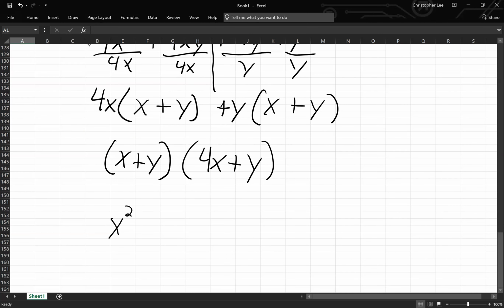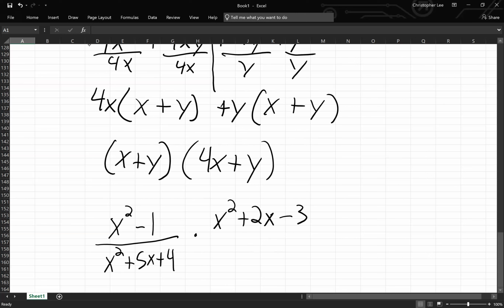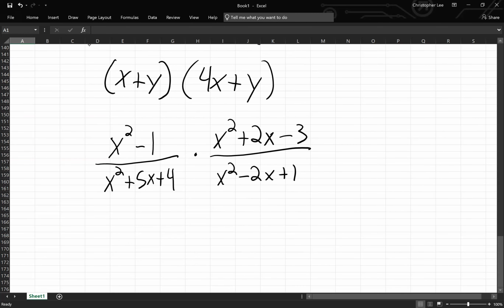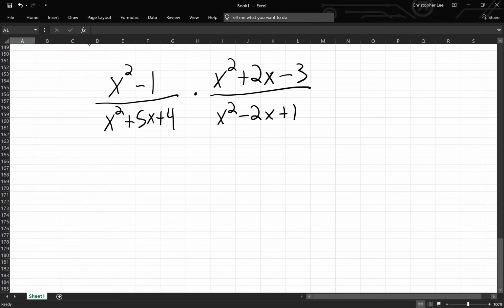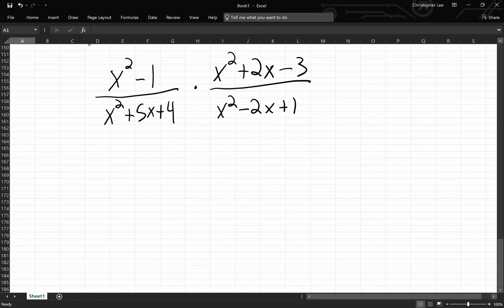X squared minus 1 over X squared plus 5x plus 4, times X squared plus 2x minus 3 over X squared minus 2x plus 1. All right, so all you have to do here is factor each one individually.